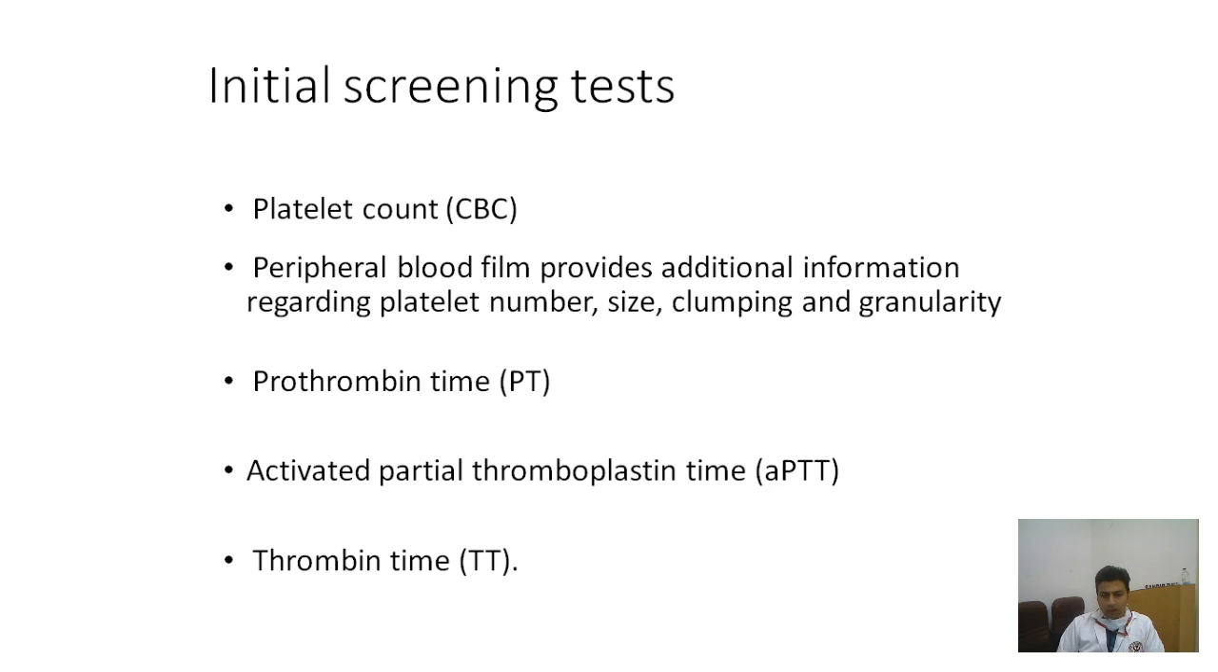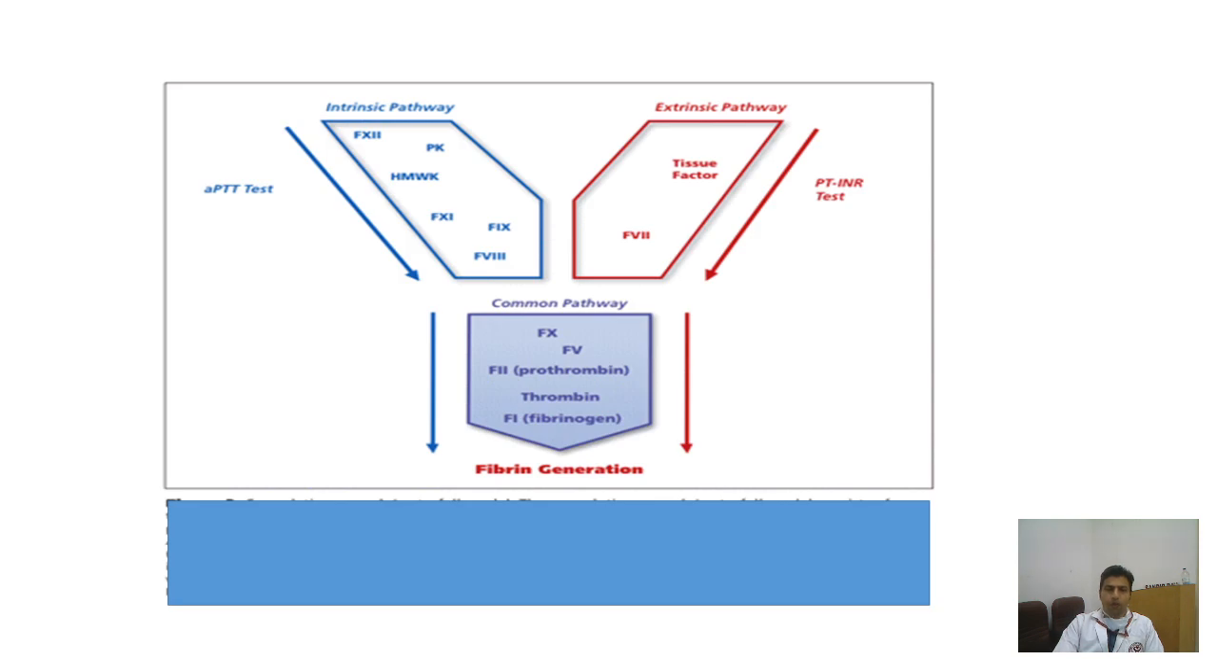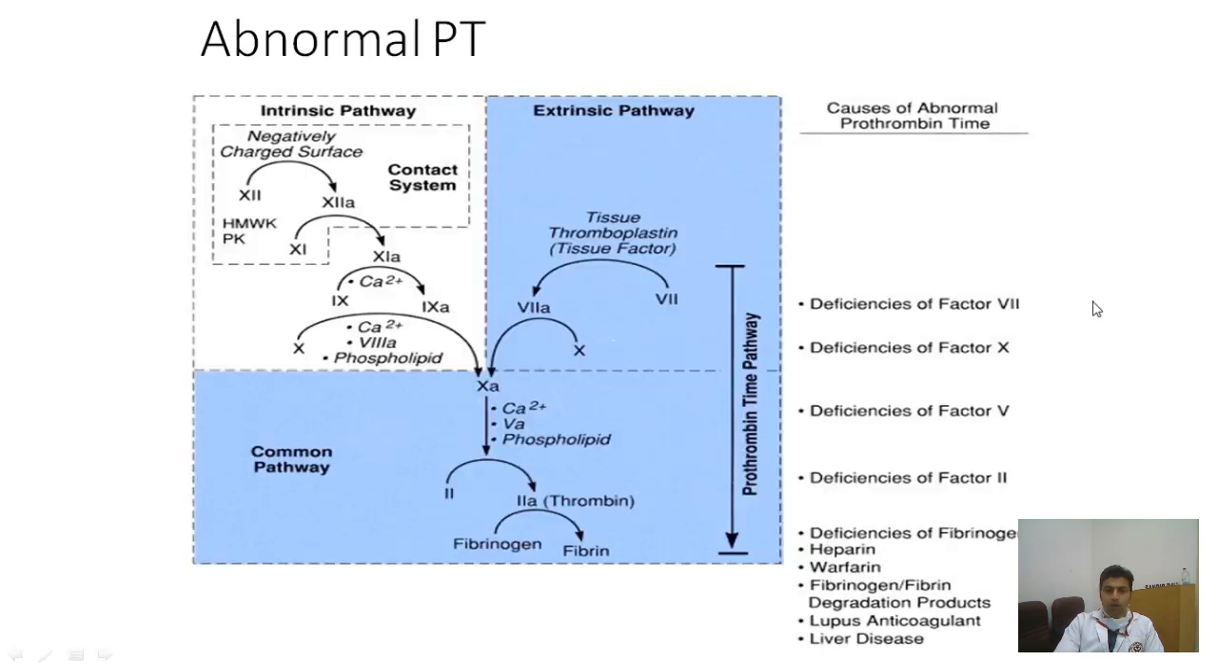The other tests that we then order are the prothrombin time, the activated partial thromboplastin time, which I'll be coming to in the subsequent slides, and the thrombin time. As we know, the intrinsic pathway and extrinsic pathway merge into the common pathway and lead to fibrin generation. The prothrombin time tests the extrinsic pathway and the common pathway.